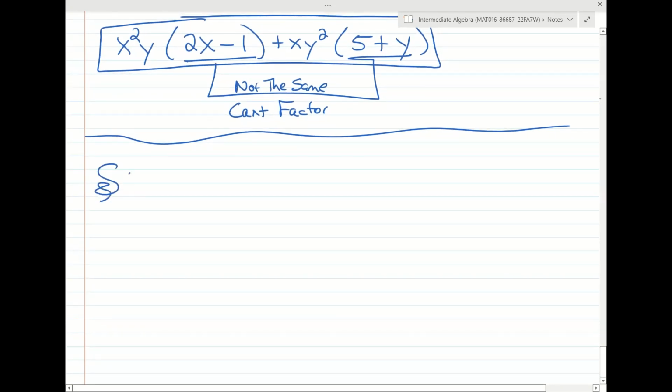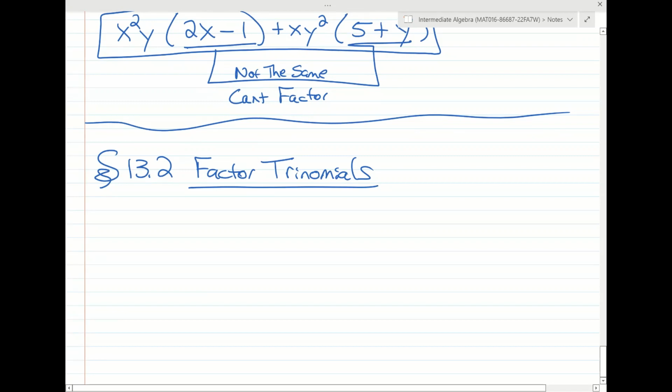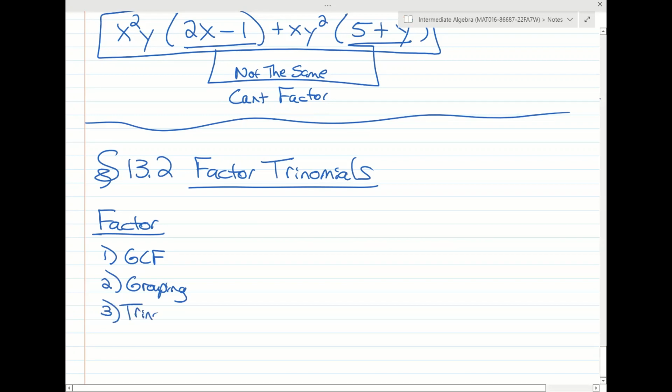All right, and this is section 13.2. We're going to be factoring trinomials here. Typically, when we factor, remember, factor just means you write as a product, so something times something else. First step we do is we look for a GCF. Second step is we factor by grouping. And then the third step is we do trinomials.